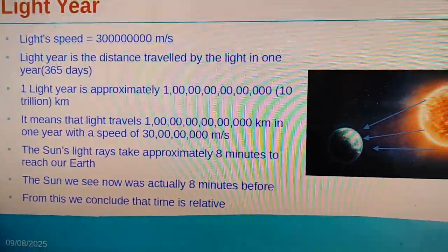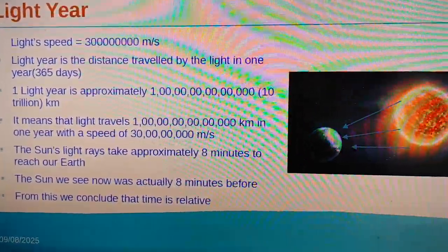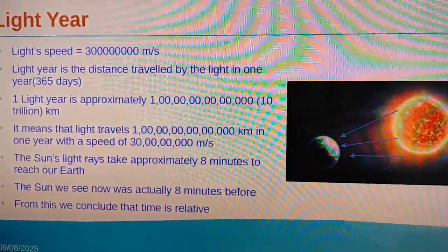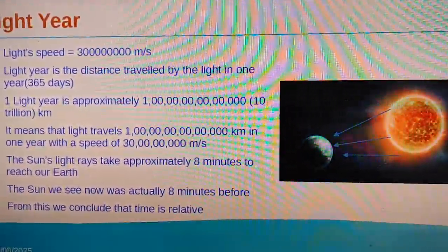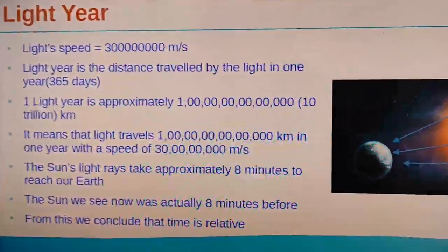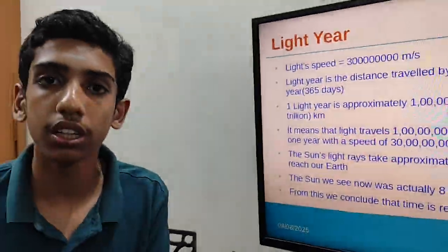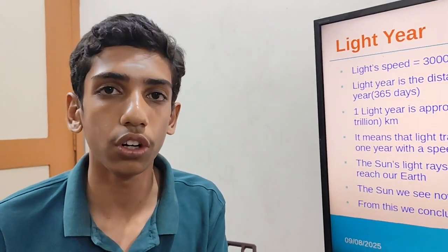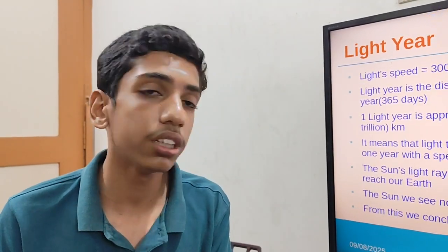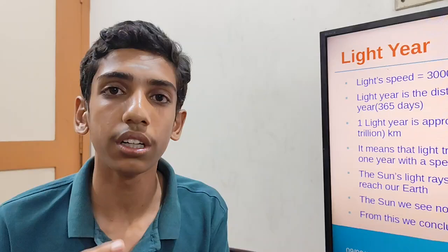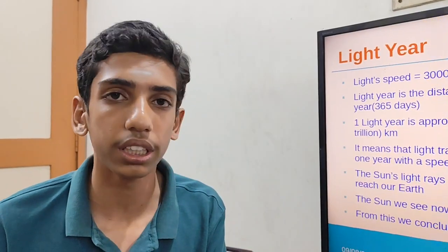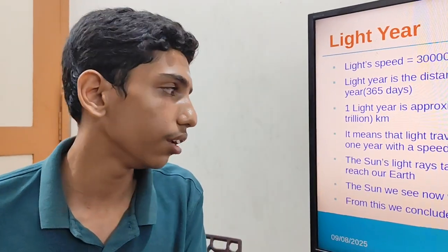Now we will learn what is a light year. Light speed is 3 into 10 power 8 meters per second. A light year is the distance travelled by light in 1 year. 1 light year is approximately 10 trillion kilometers, and the light travels at 3 into 10 power 8 meters per second, which is really fast.